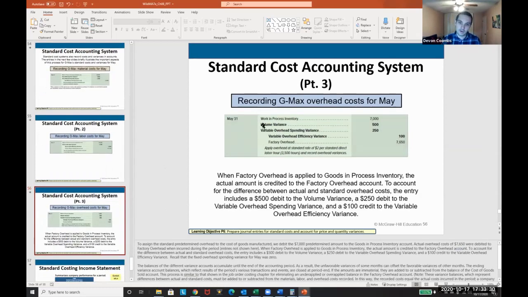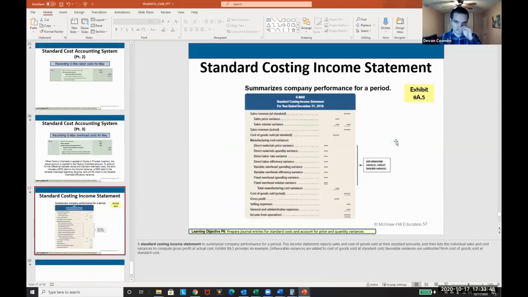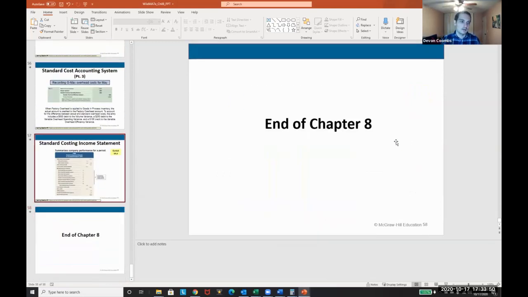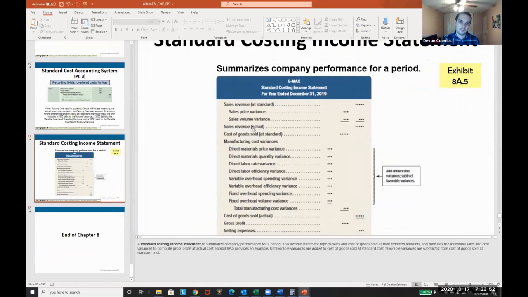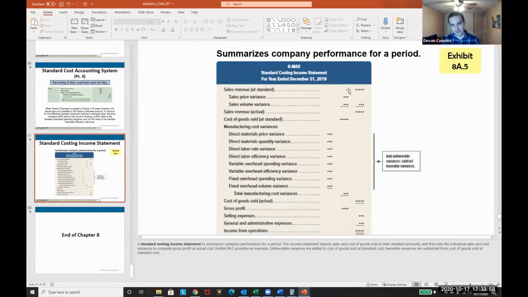Same thing here. We have our volume and overhead spending variance and our overhead efficiency variance. If it's unfavorable, it's going to increase our work in process inventory because we spent more. If it's favorable, it decreases our work in process, and ultimately backs out of our factory overhead that we're applying, right? Because we apply factory overhead. And then all of that would be shown here on that first sheet we showed at the very beginning on what it would look like from a standard costing standpoint.